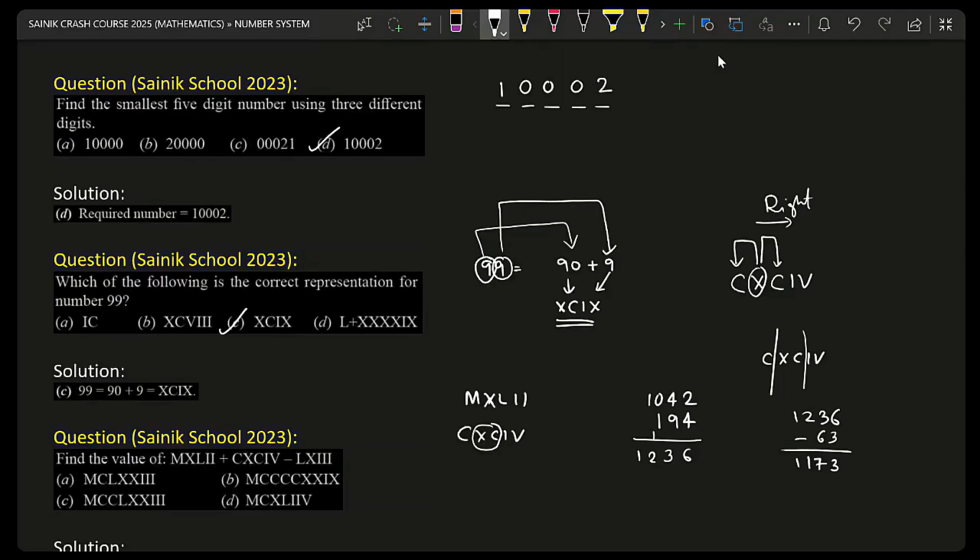1 is there in thousands place, M. 1 is there in hundreds place, 100. That we write as C. 7 is there in tens place, 70. So we can write LXX, and 3 is there in ones place. Place value is 3. III, and it is answer A. Option A is correct. Those who gave option A, all of you are correct.